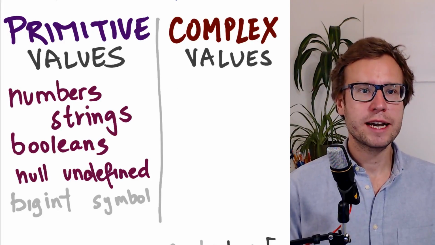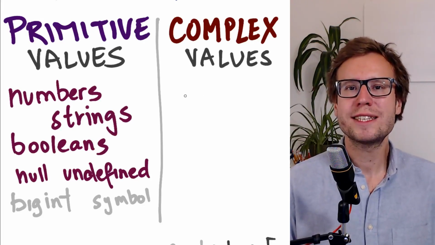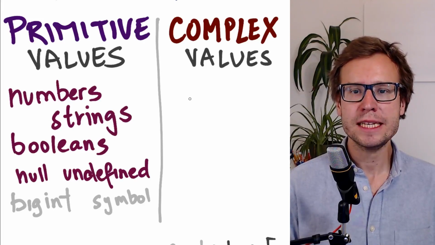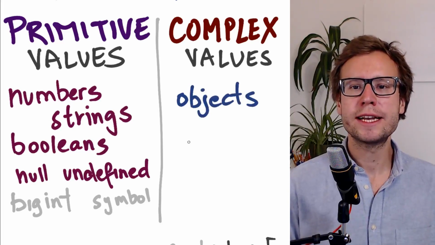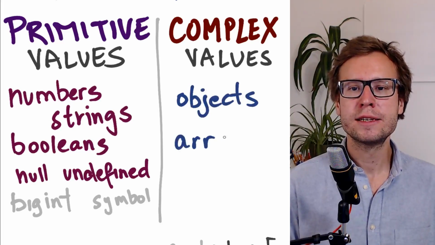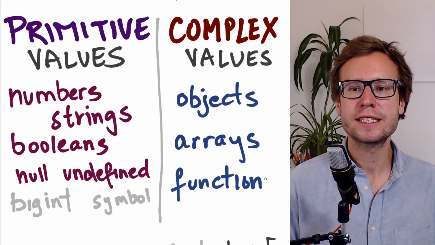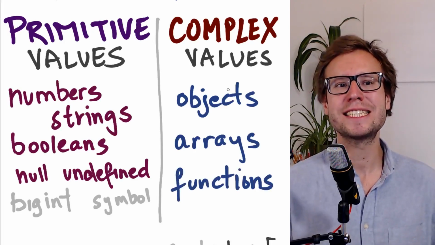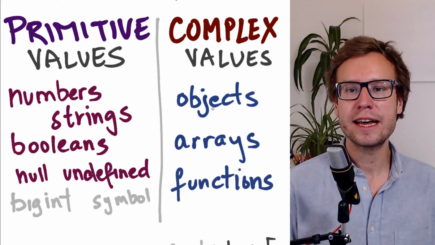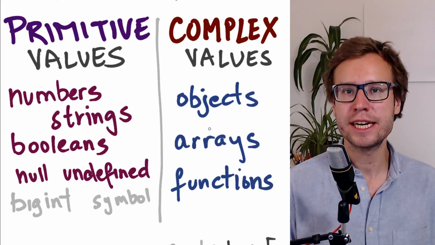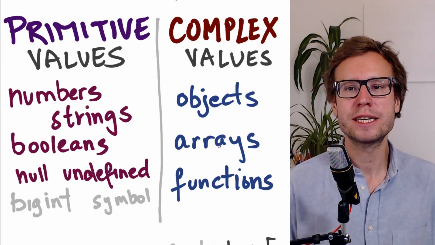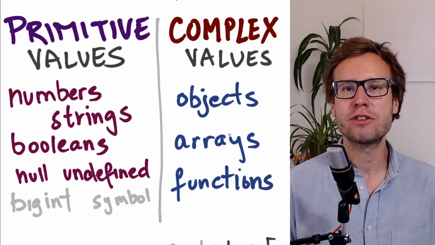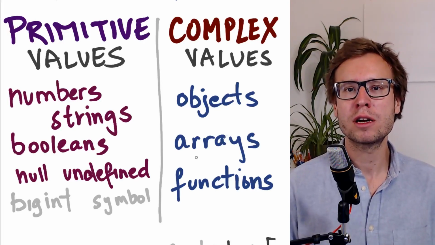Now, complex values. Well, it's what's left. What's the rest? The rest is basically objects. But I'm also going to write arrays, and I'm going to write functions, because those are also complex values. It's just that if you want to get technical, you can actually say that arrays are a kind of object and functions are a kind of object. But I'm just going to write all three here because I think we can make the distinction. They're all different types of values and they're all complex values.